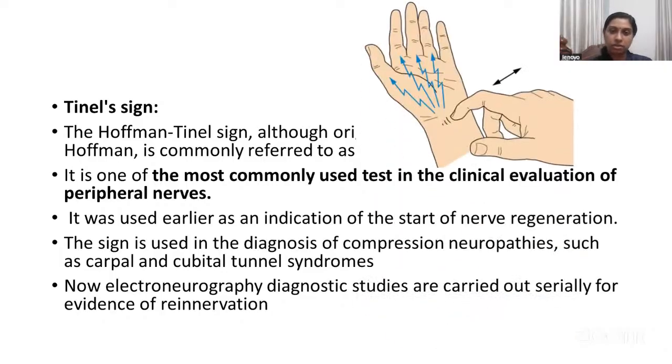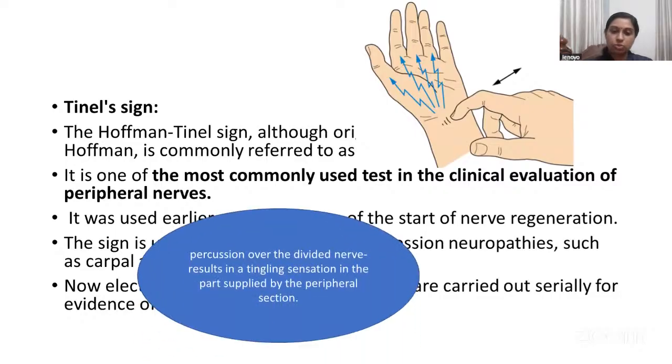This is the diagrammatic representation of the Tinel sign. So what is Tinel sign, and how do we demonstrate it? It's by percussion over the divided nerve, resulting in a tingling sensation in the part supplied by the peripheral section. When we percuss over the divided nerve, there will be a tingling sensation on the part supplied by that particular divided nerve. That indicates regeneration. Now this test is no longer used.